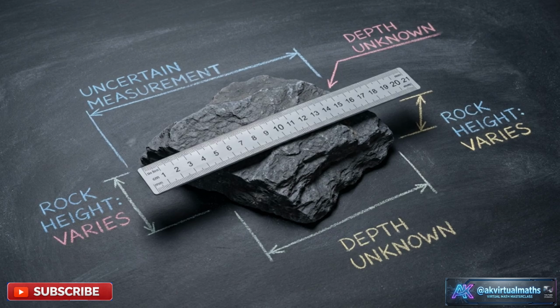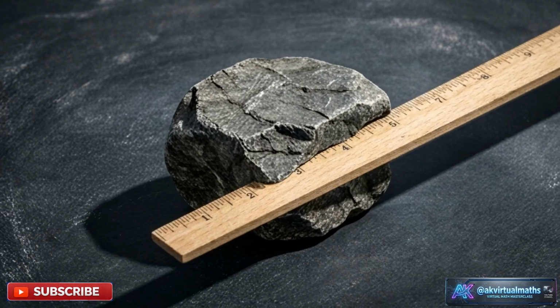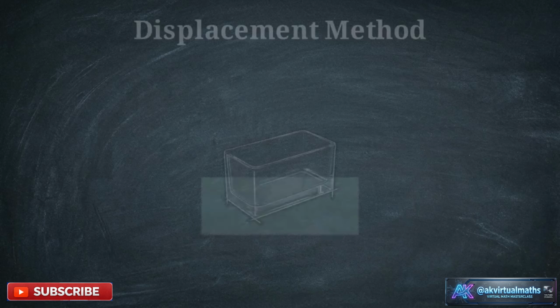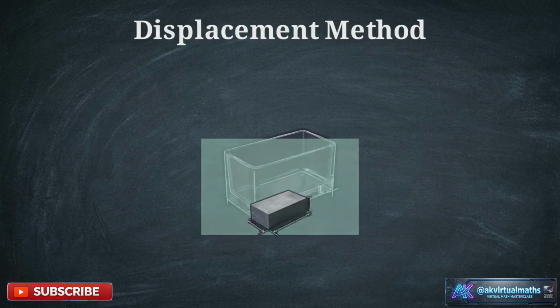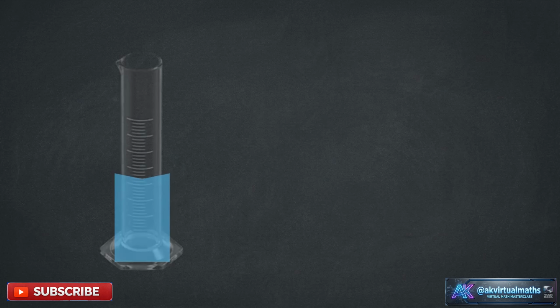But what happens when you have an irregularly shaped object, like a jagged rock? We cannot reliably use a ruler to measure the length, width, and height of an irregular object, like a jagged rock. You can't measure it with a ruler. We solve this using the displacement method. When a submerged object is dropped into water, it pushes an exact equivalent of its own volume out of the way. Looking at this cross-section of a measuring cylinder, we rely on the displacement method to find volume.